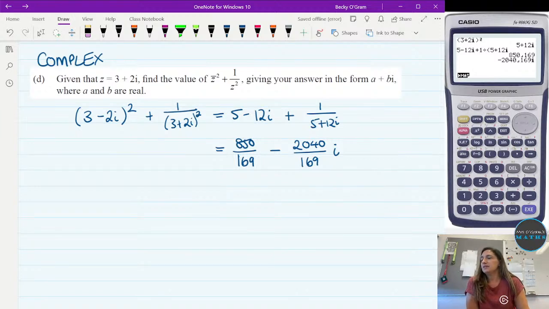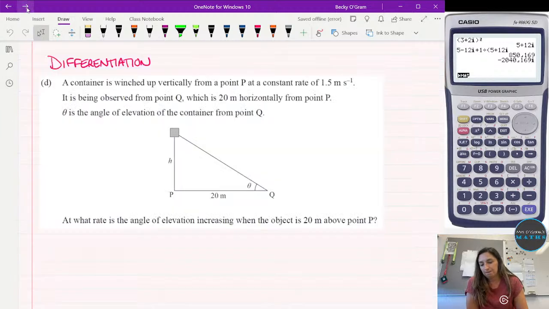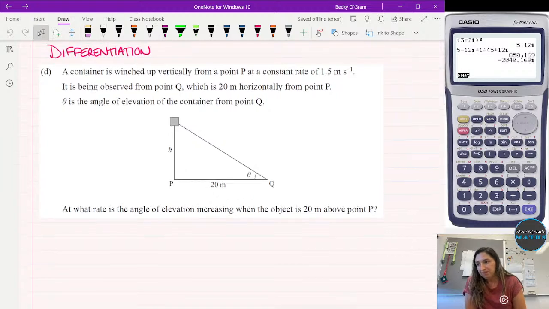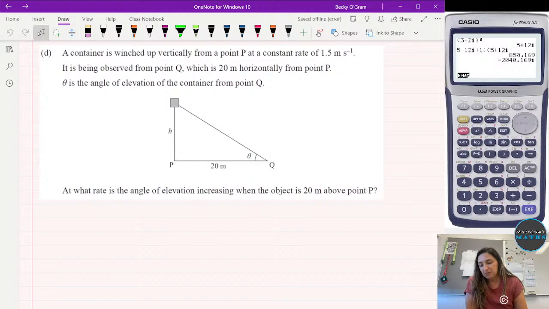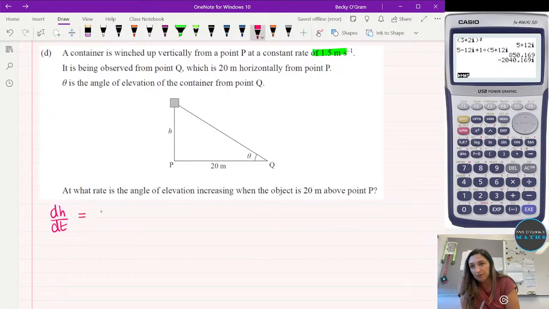Okay, let's take a look at differentiation. So this is a rates of change question. We've got this container that's being winched up vertically from a point P at a constant rate of 1.5. So I'm going to do a bit of highlighting, a bit of writing stuff down as we go. So that gives me a rate at which h is changing over time as being 1.5.